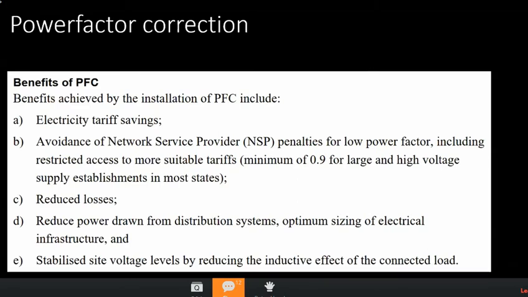So possibly, positive effects: we can use lower size cables, because one of the reasons why cables are oversized is to compensate for the losses. If the losses are minimized in the first place, then the cable selection can also be more optimum. And obviously it results in stabilization of site voltage levels by reducing the inductive effect of the connected load.